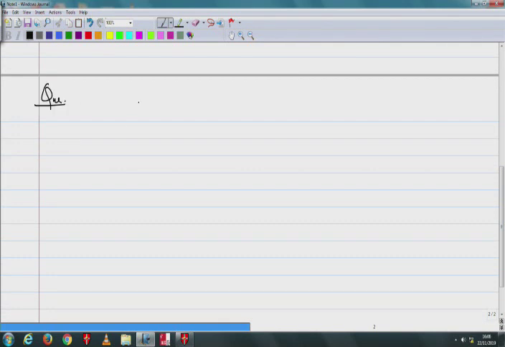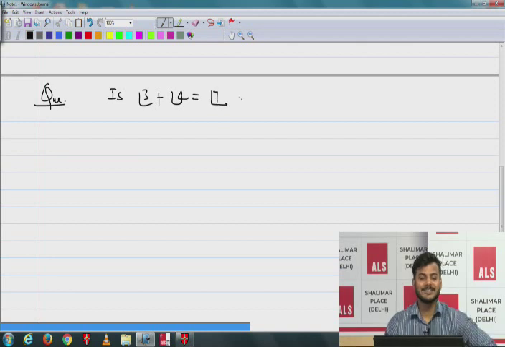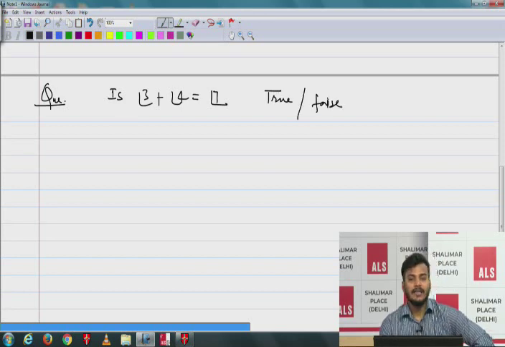Question is, 3 factorial plus 4 factorial equals 7 factorial. Is this true or false? Such a beautiful question. Is it true or false? 3 factorial plus 4 factorial equals 7 factorial. Is it true or false?